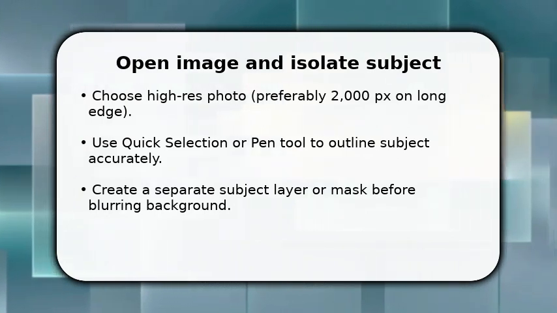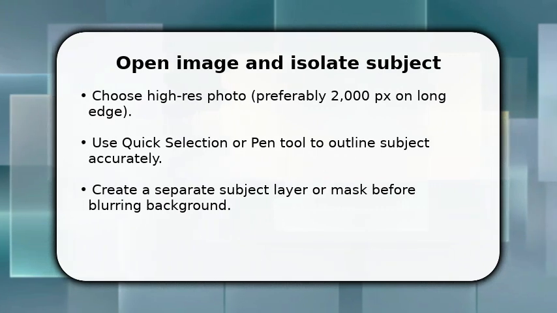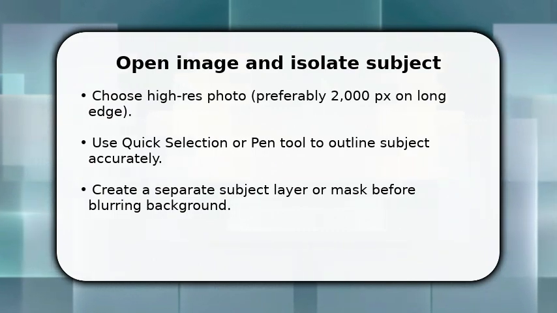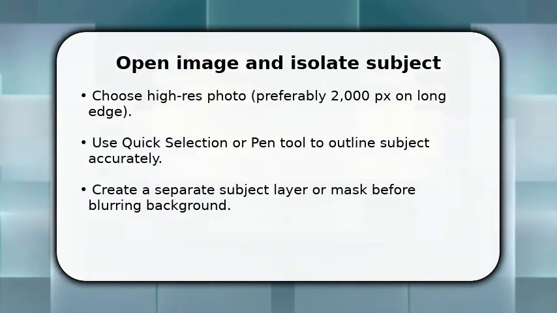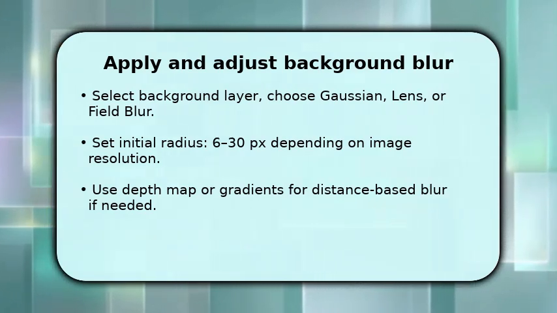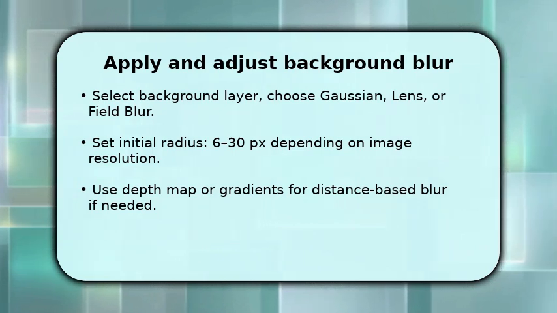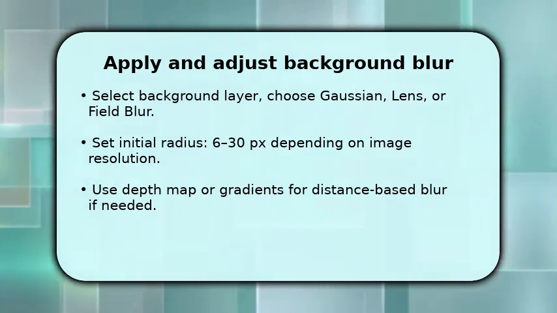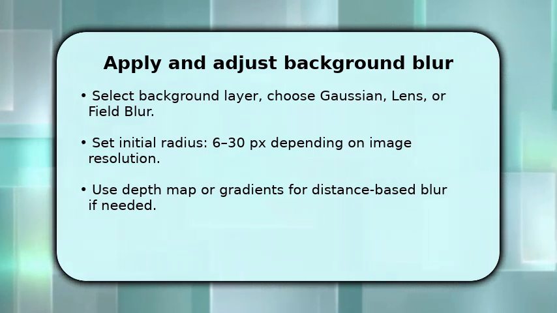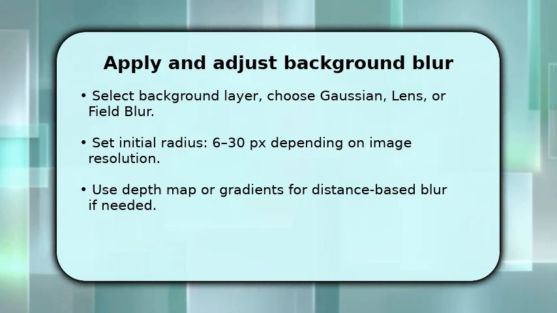Make sure edges are feathered subtly, 0.5 to 3 px, so the subject blends naturally when the background blur is applied. With the subject safely isolated, select the background layer to apply your blur. Choose an appropriate blur type: Gaussian for simplicity, lens for bokeh, or field blur for variable depth. Start with a modest radius, then increase until the background reads out of focus.